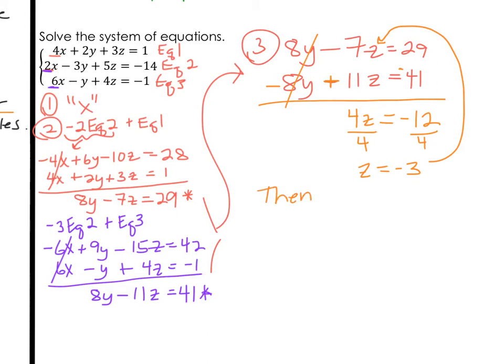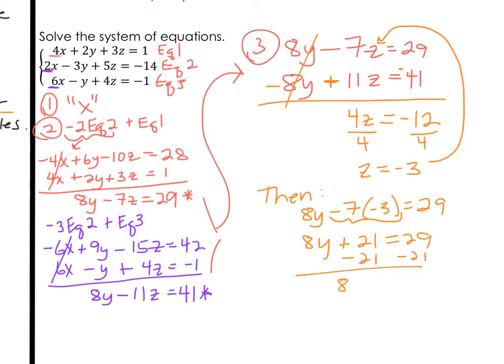To get y, we would say 8y minus 7 times -3 equals 29. Then 8y minus 7 times negative 3 becomes plus 21 equals 29. And if we move 21 over, we get 8y is equal to 8. This is also working out really nice for us. And if we divide both sides by 8, we get y equals positive 1. We've now solved our smaller system. Then we're on to step 4.